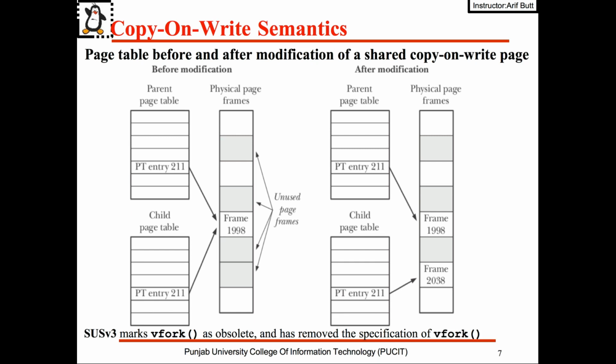This also shows the same idea over here. Parent and child both are pointing to the same pages inside the memory, and whenever either the parent or the child tries to write these pages, a page fault occurs, and you see over here the page table entry inside the parent is pointing to this frame, while the page table entry inside the child is pointing to some other frame. Well, dear students, Single UNIX Specification version 3 marks vfork as obsolete, so better not to use vfork.